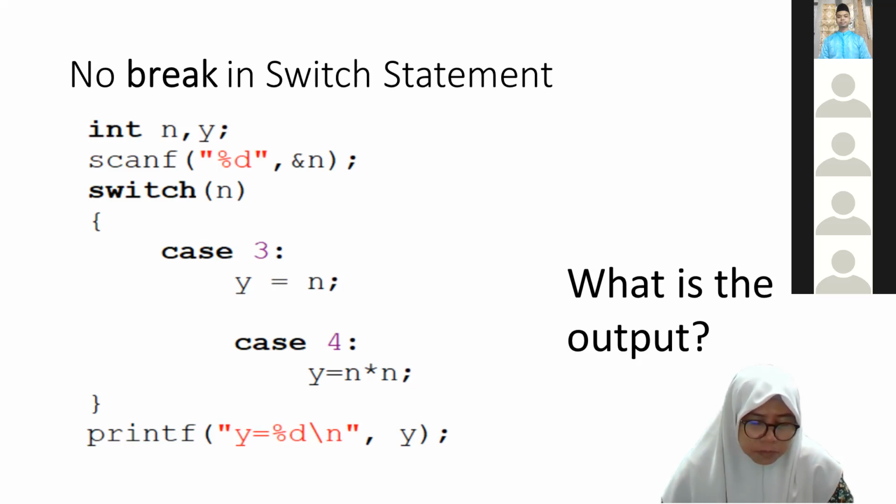You need to put the break at the end. All right, so the output will be 9, because when you key in 3, the output will be 9. But if you key in 4, the output will be 16. Same thing if you put, let's say, 2, so the cases are all false. So Y is going to be any value inside the C program.